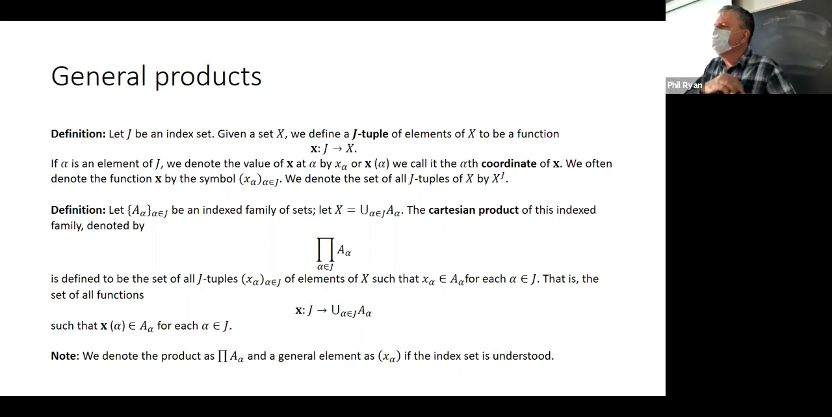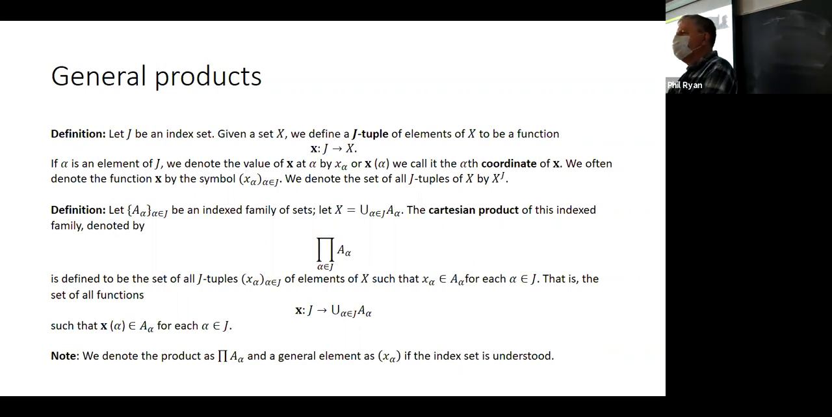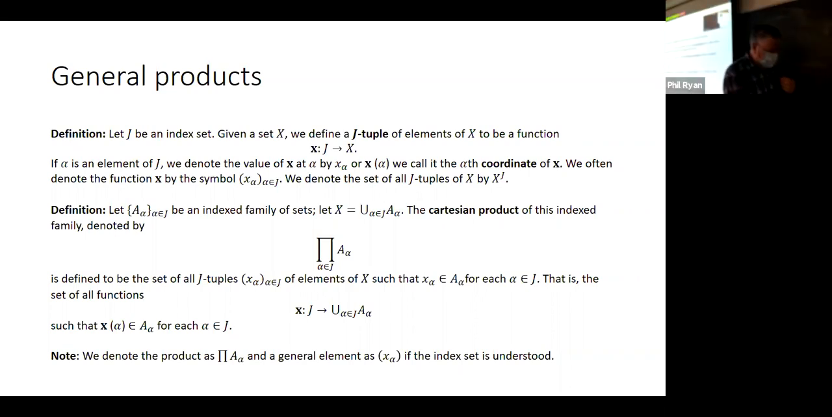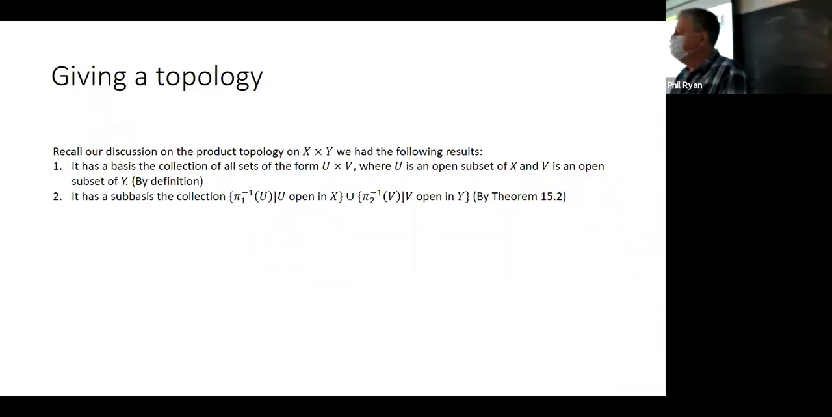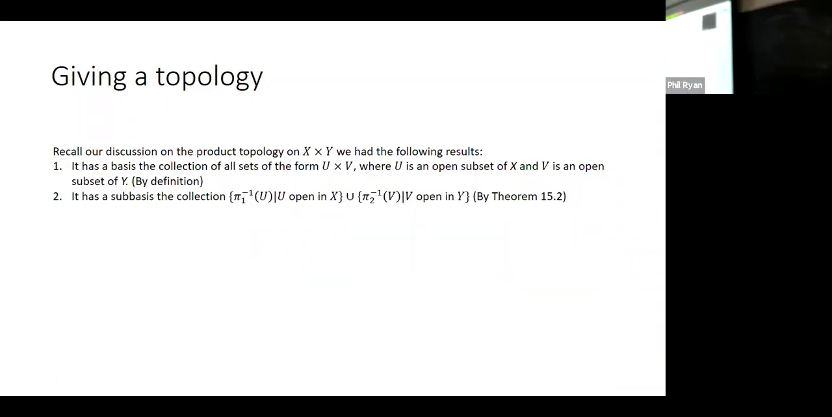Okay, so great. That gives us an underlying set. And that's the first thing we need for a topology or for any mathematical structure. Okay, so now we've got a Cartesian product and we want to put some sort of mathematical structure on it. In our case, we want to do topology. Now, there are two ways to go based on our discussion on X cross Y.